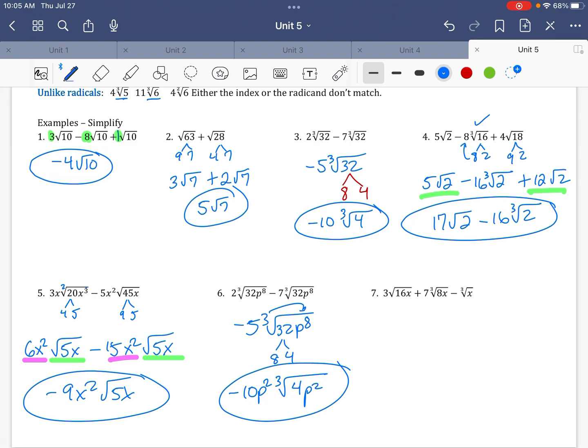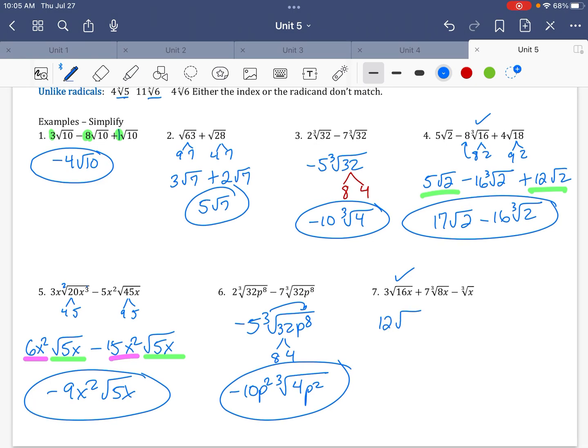All right, this last problem here. Again, remember that this one has no hope of going with the other two, but I still need to reduce it. Oh, 16 is a perfect square. So the square root of 16 is 4. So 4 comes out. 4 times 3 is 12. Leave that x inside. Over here, 8. 8 is 2 times 2 times 2. So 2 times 7 is 14, and cube root of x minus cube root of x.